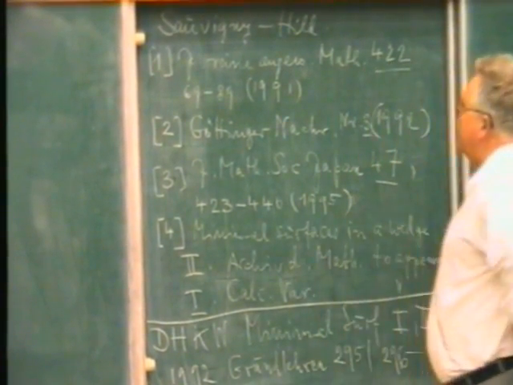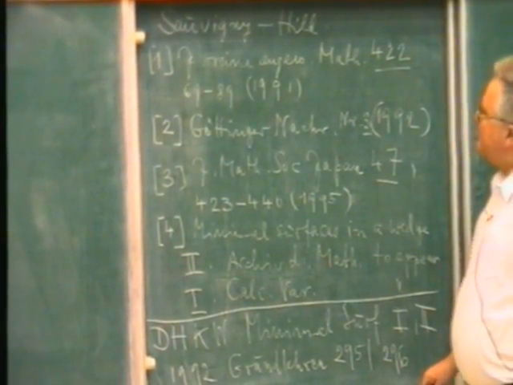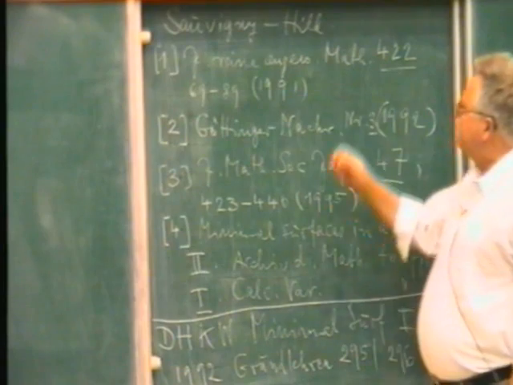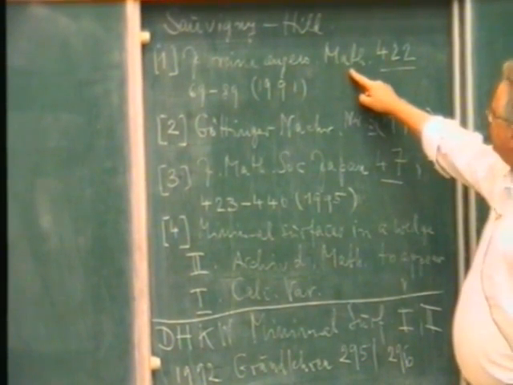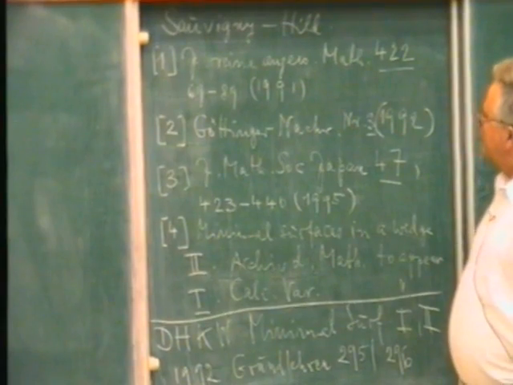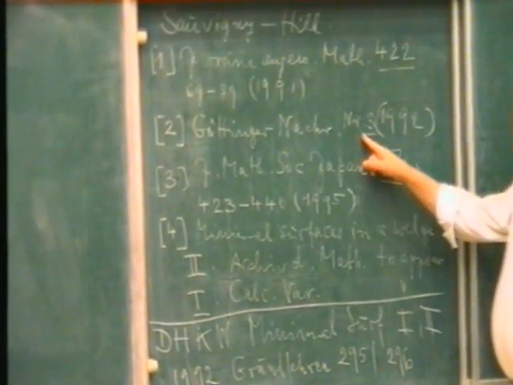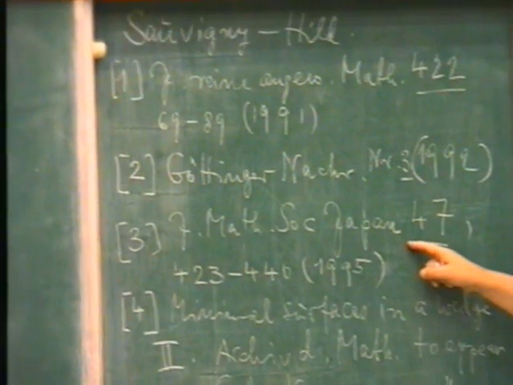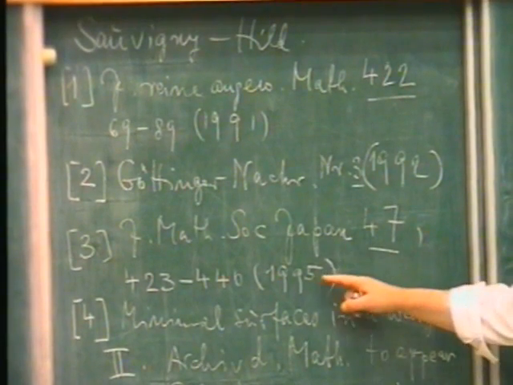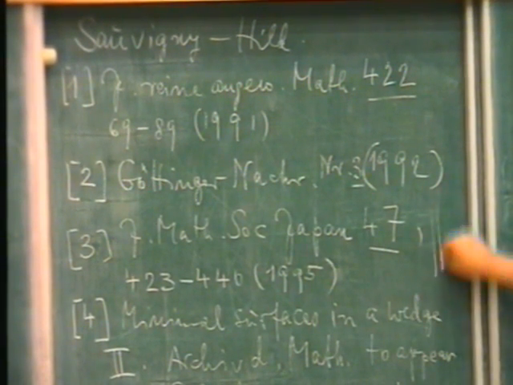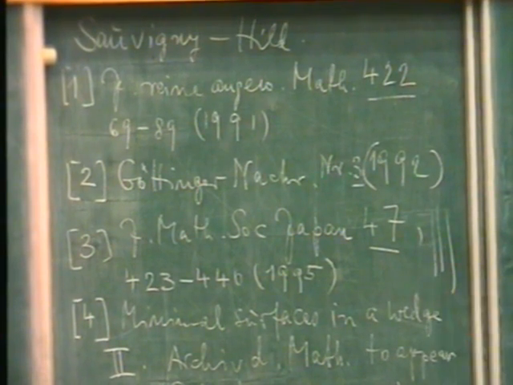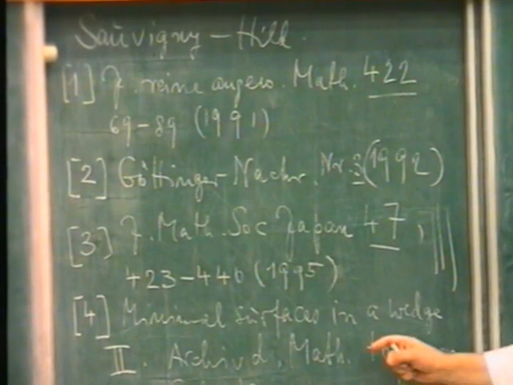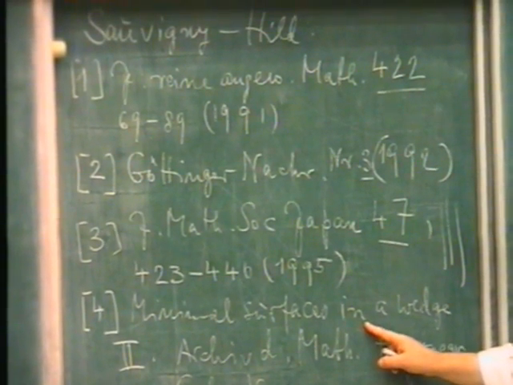make reference to some literature, some papers I have written together with my colleague Fritz Sauvigny. It's a paper in the Journal für reine und angewandte Mathematik from 1991. One paper in the Göttinger Nachrichten from 92, one paper in the Journal of the Mathematical Society of Japan from 1995. This will be particularly on my mind. And then two forthcoming papers on minimal surfaces in a wedge. Here I give the title.